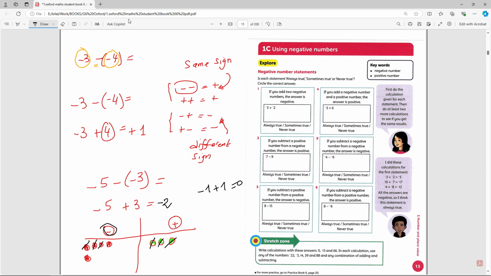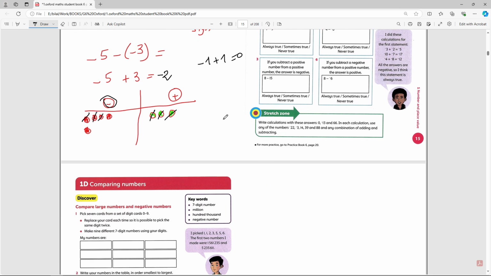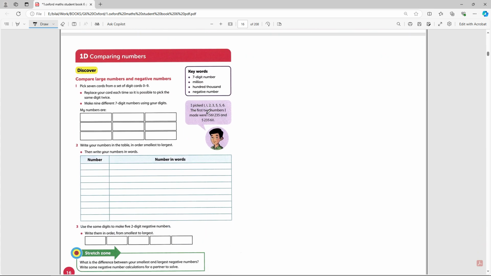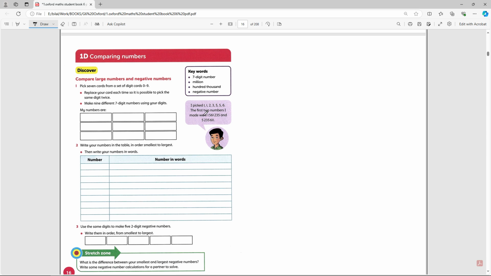Hopefully you understood this one. Just pay attention to negative negative or negative minus negative. If it's a positive number, that's going to be so easy for you. Alright, 1D. We finished 1C, 1D, B, C, D, E.